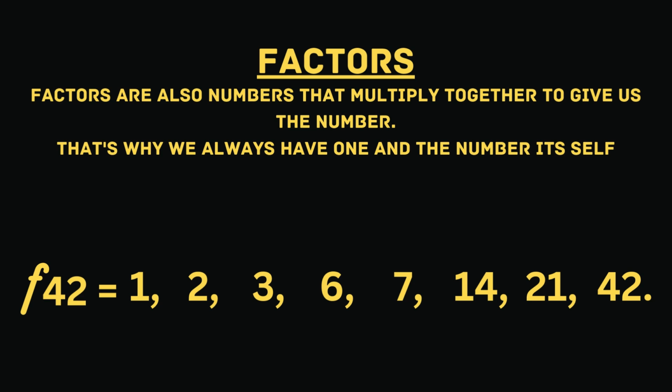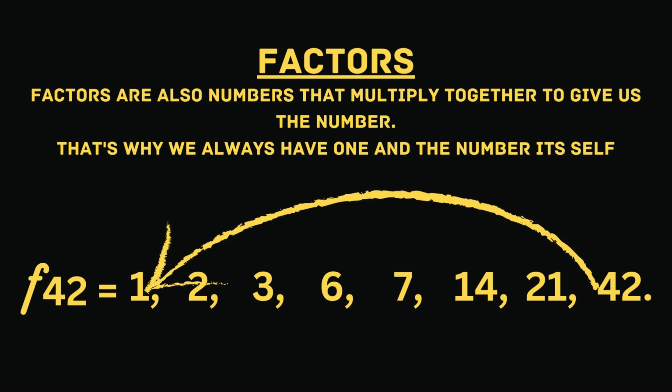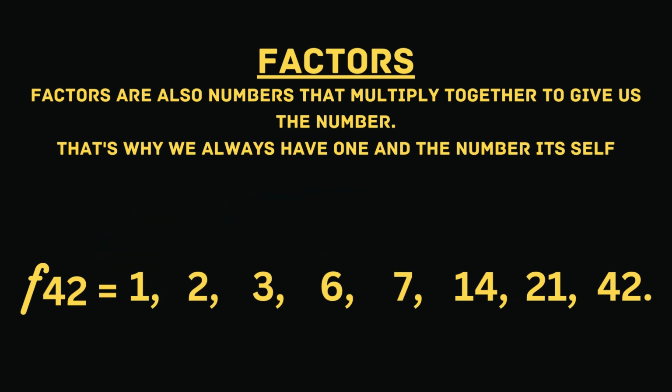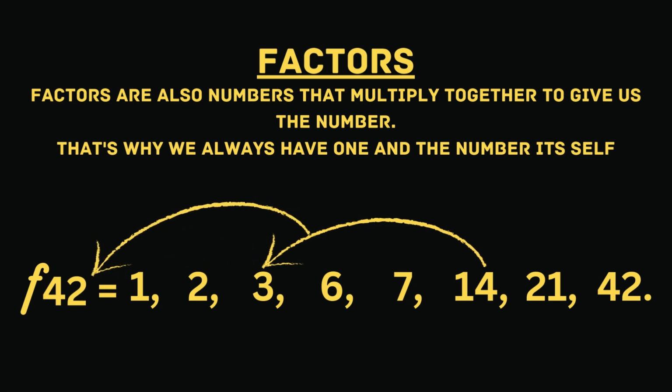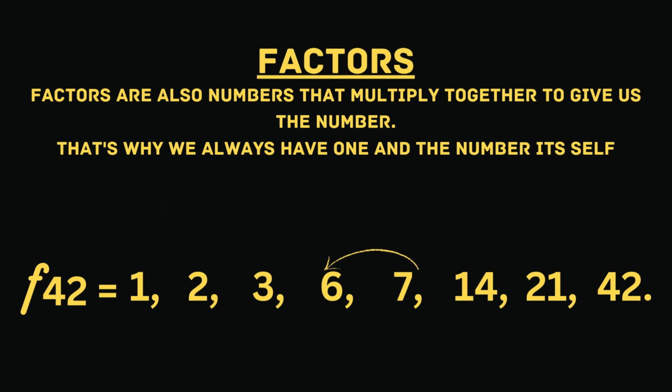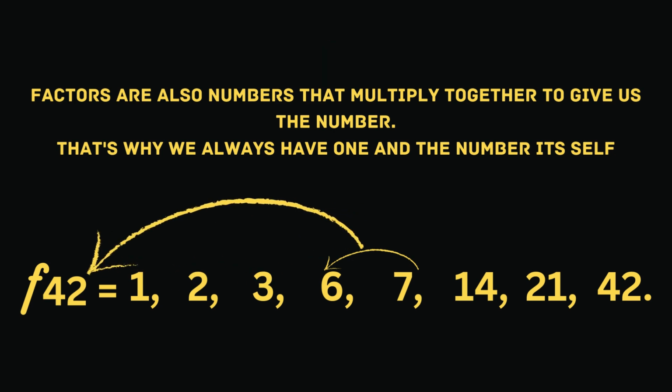So if we look at it, we could say 1 times 42 gives us 42. 2 times 21 gives us 42. 3 times 14 gives us 42. 6 times 7 gives us 42.